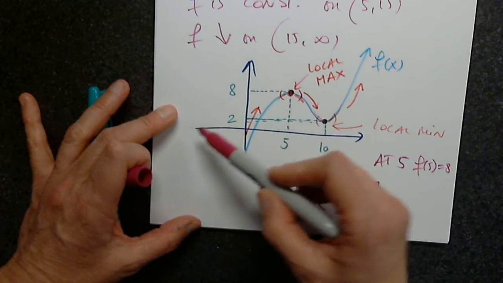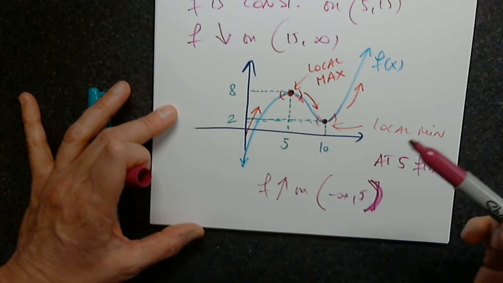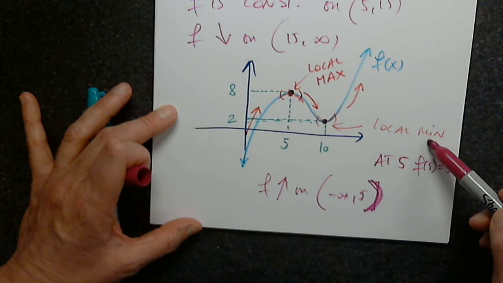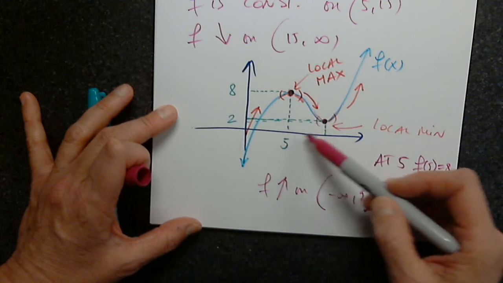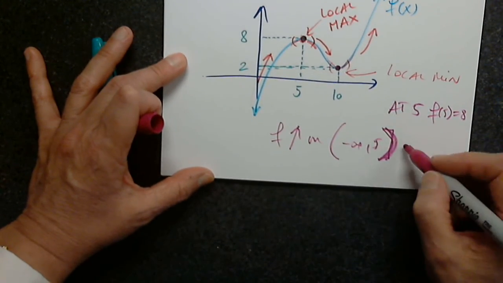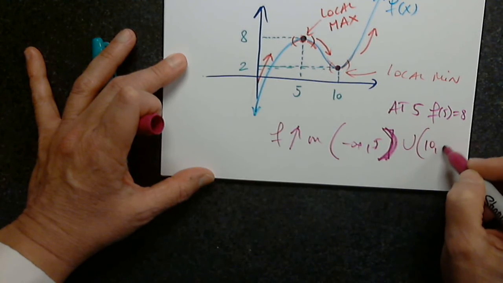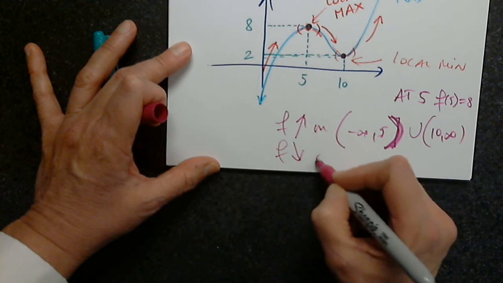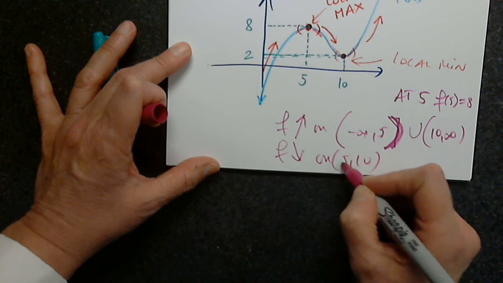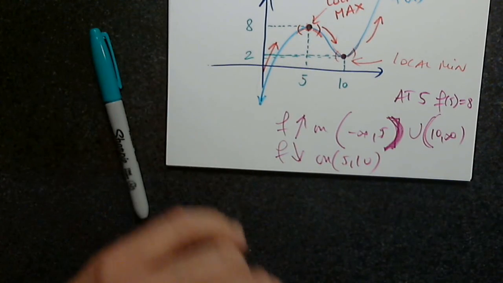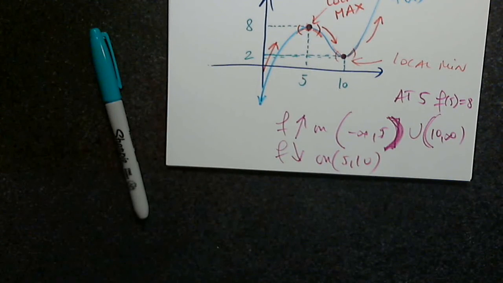But it's increasing when x is between negative infinity and 5, union from 10 to infinity. And it's decreasing from 5 to 10. So this is a union with 10 to infinity, and f is decreasing on the interval 5 to 10. That's why you see I'm only using parentheses, so as not to include any particular point where the function will be just a constant.